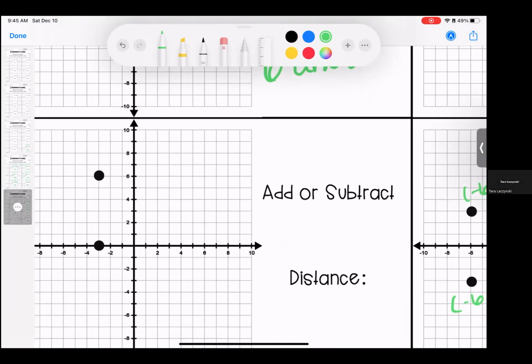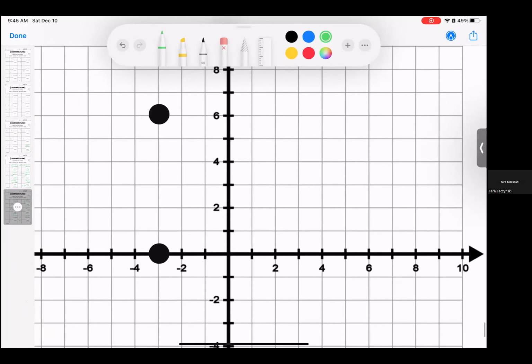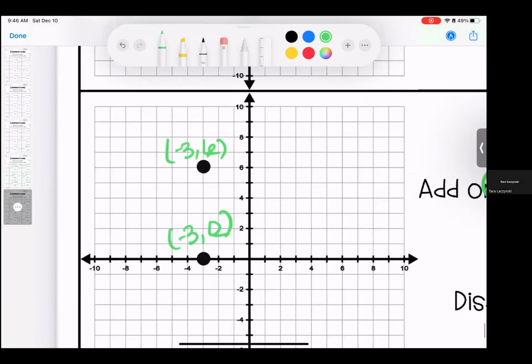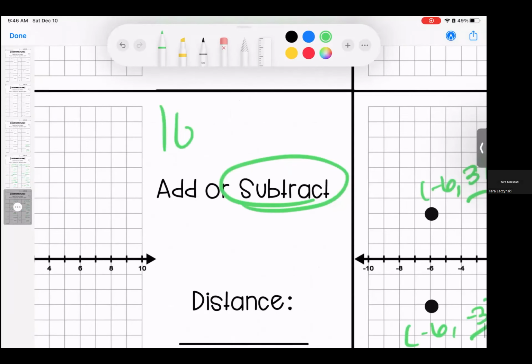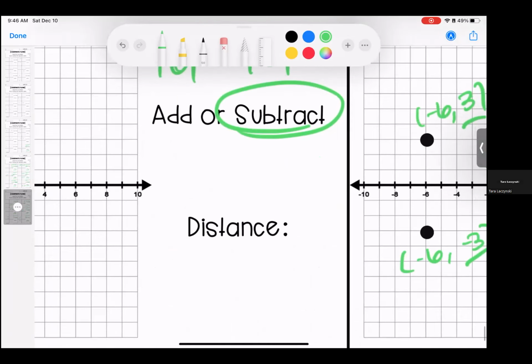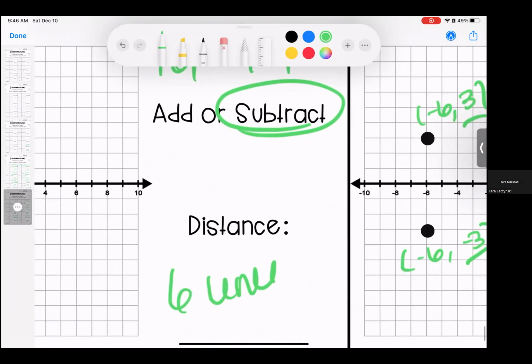Last one, we are going to subtract. This has an x of negative 3 and a y of 6. X of negative 3, y of 0, looking at the difference between the absolute value of 6 and the absolute value of 0 gives us a distance of 6 units.